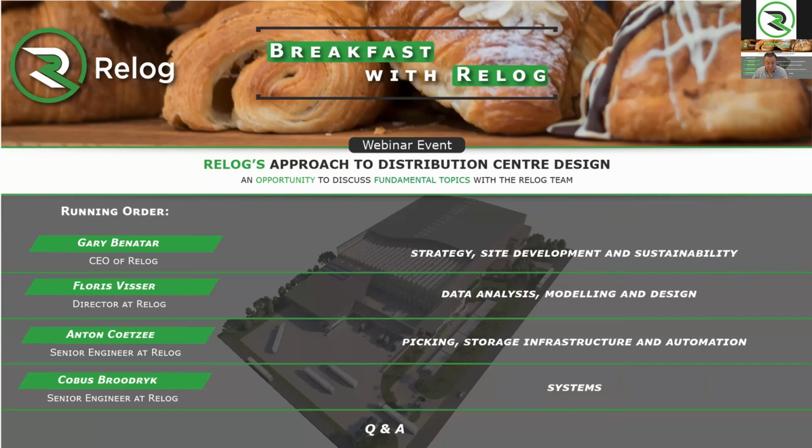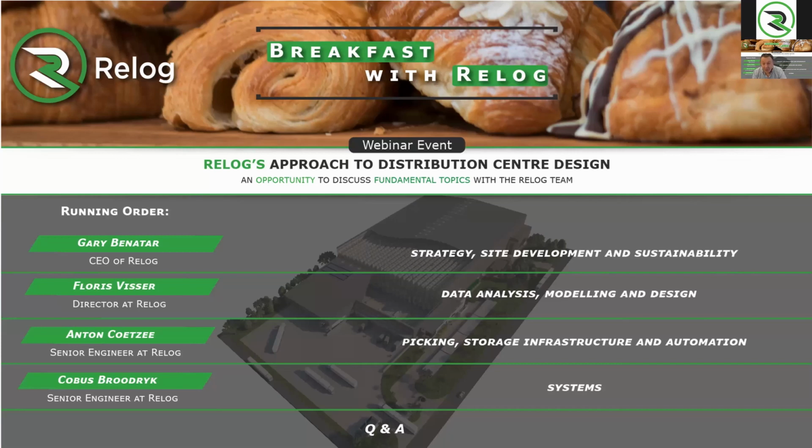The four speakers today are all Relog speakers, and we're just going to discuss the fundamental topics that we use at Relog in our approach to distribution design. It gives you a sense of the elements and components that we address as consultants in developing supply chains and distribution.